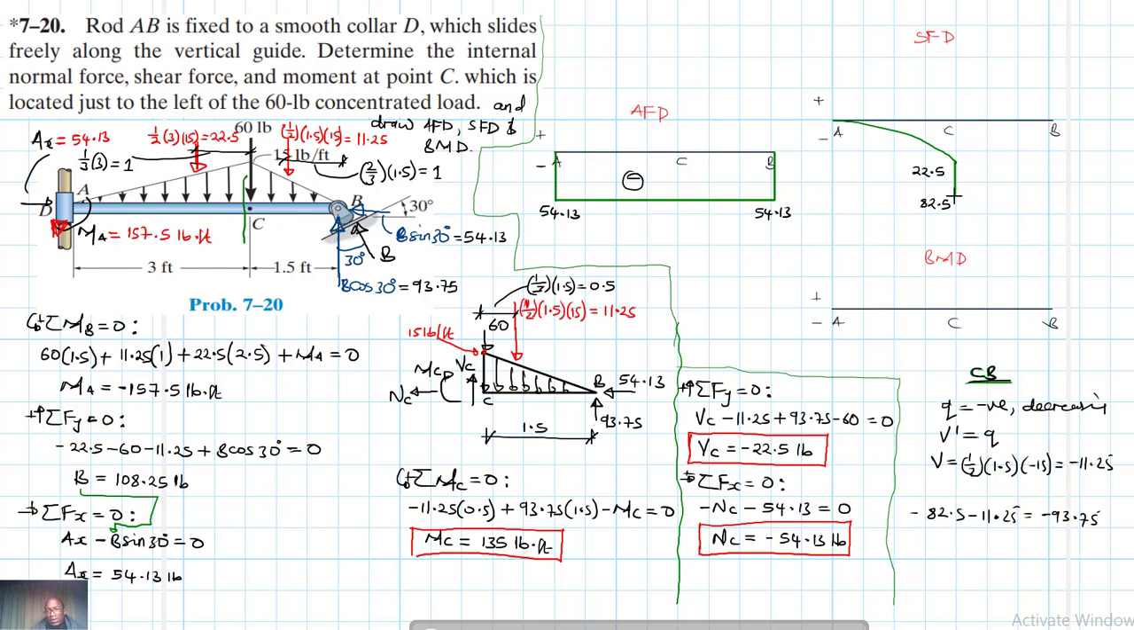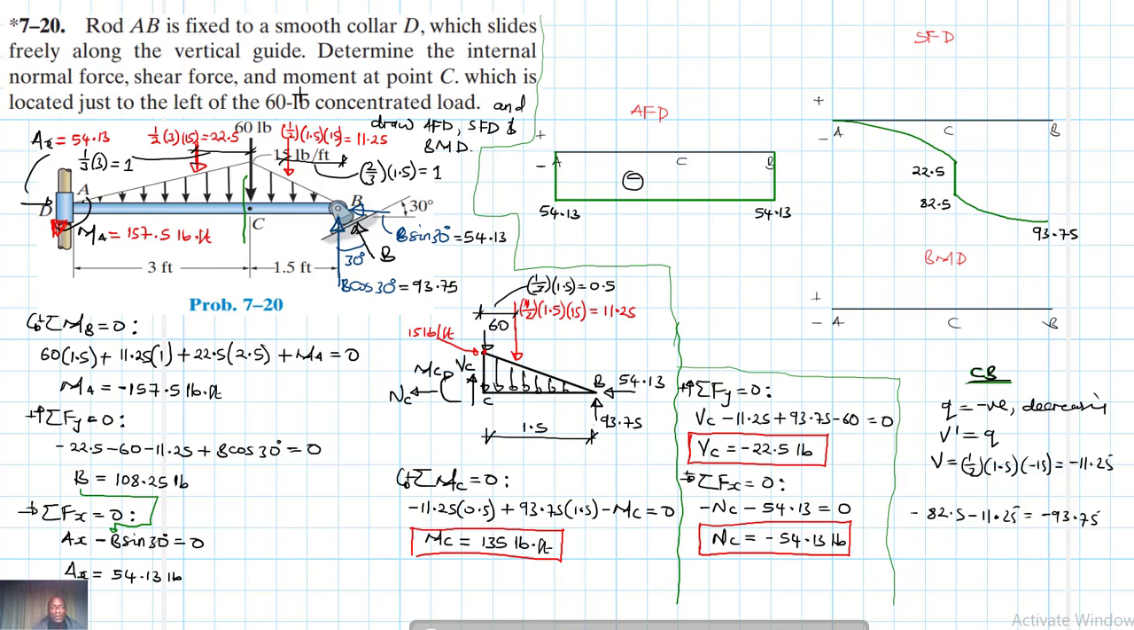So negative and decreasing, we expect a slope like this. Let's say something like this. It's quadratic. Our load is a linear function, a polynomial of degree 1. Therefore, our shear is going to be a polynomial of degree 2. So this point here is negative and decreasing. This is 93. This is 93.75.